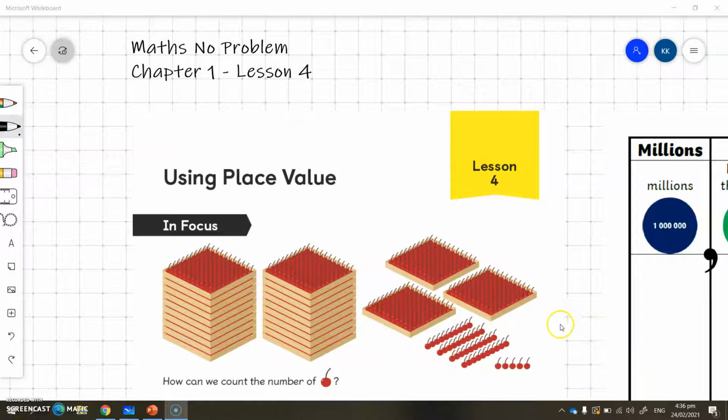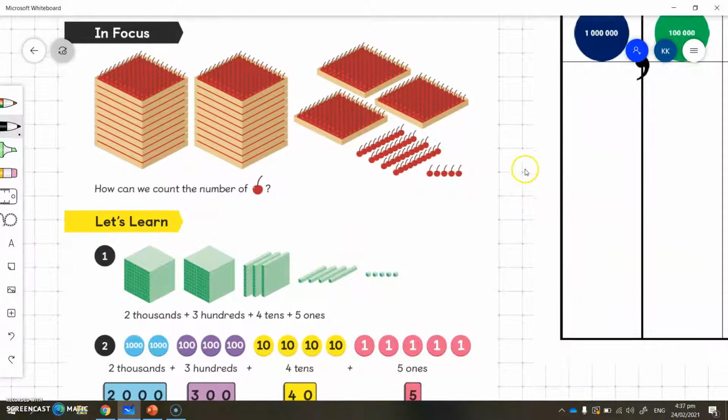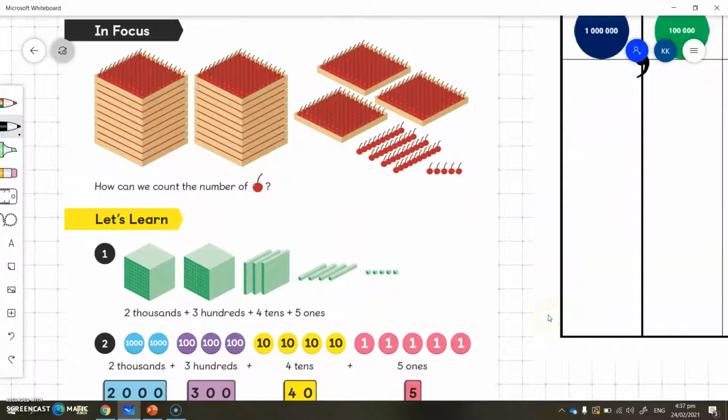Okay, welcome back, learners. Let's take a look at some of the ways in which we might count the number of cherries in this diagram. Well, first of all, one way might be to use place value blocks. Here in my diagram, I have 2 thousands cubes, 3 hundreds flats, 4 tens rods, and 5 ones cubes. That might be one way that we count the number of cherries.